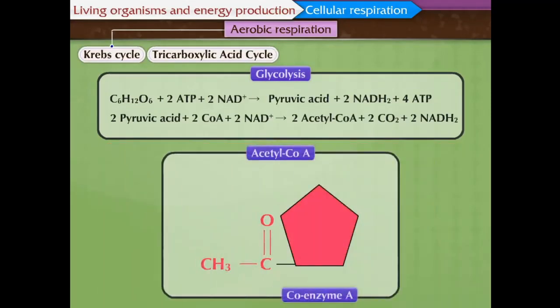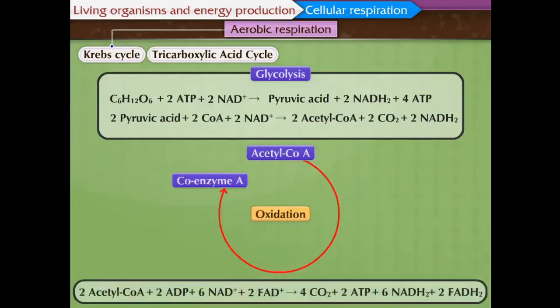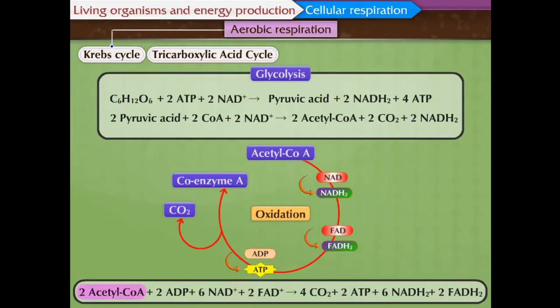Acetyl part of acetyl coenzyme A is completely oxidized in this cyclical process, and carbon dioxide, water, NADH2, FADH2 are formed and energy is released. Remember, acetyl coenzyme A oxidized in the Krebs cycle is derived from pyruvic acid, which is derived from glucose. Thus, it means that the oxidation of acetyl coenzyme A is nothing but the oxidation of glucose.